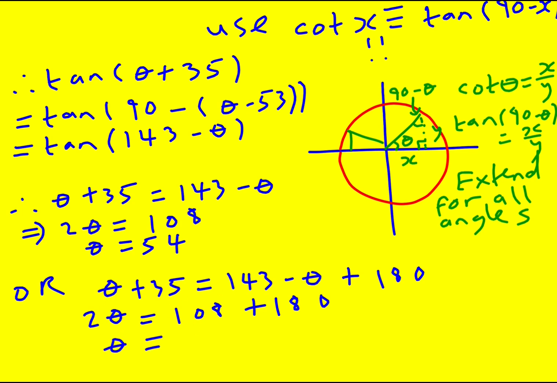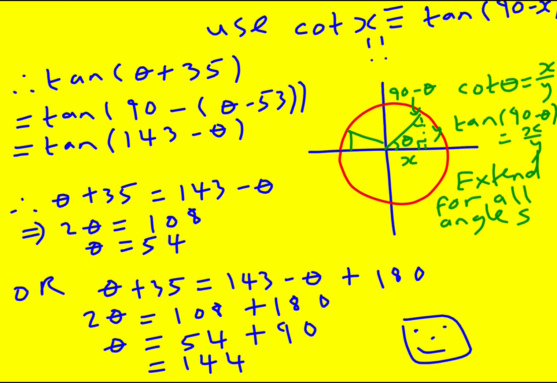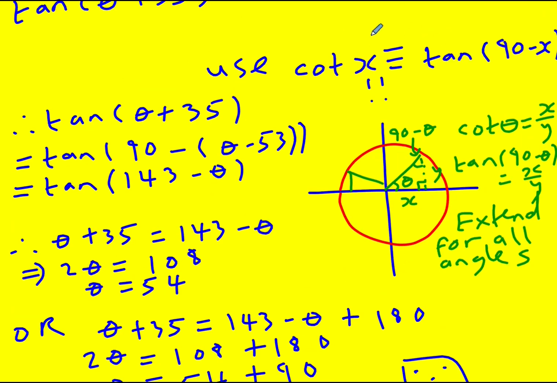So divide everything through by 2. Theta is equal to 54 plus 90. I've avoided having to add these and then divide by 2. I'm going to get 144. So this is a really solid method, super quick. Gotta say, that's a great method, but it uses this little fact here.